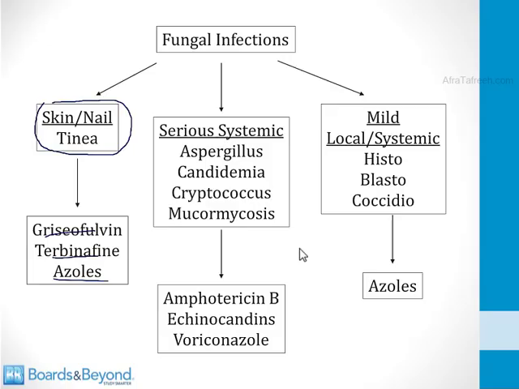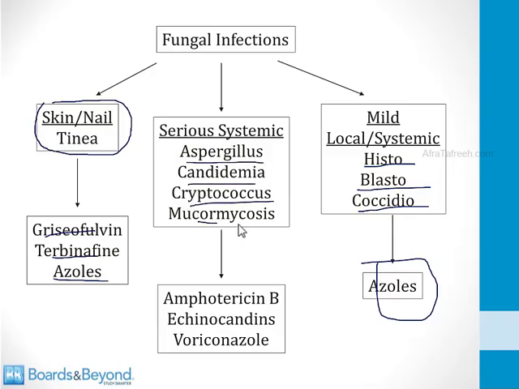If you have one of the fungal pneumonias and you have localized or mild systemic disease, so for example, if you have histoplasmosis pneumonia or blastomycosis or coccidioidomycosis, and you have a mild pneumonia and not severe disseminated disease, then the drug of choice are the azole agents. And then for the serious systemic infections like aspergillus and candidemia and cryptococcus and mucormycosis, this is where amphotericin B is often used. You can also use the echinocandins in some of these cases. And remember that voriconazole is the one azole that's effective against aspergillus, so it is sometimes used as well. And that concludes our module on antifungals.